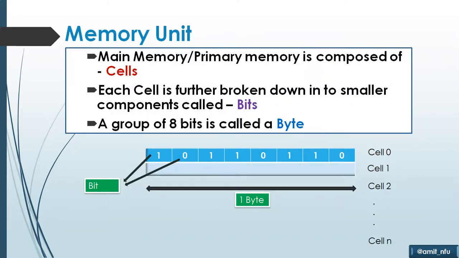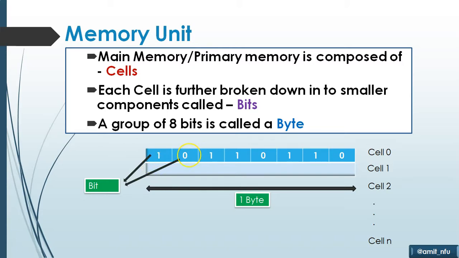If we want to understand the composition of a memory unit, it is composed of cells, and each cell is further broken down into smaller components called bits. From here we can see that this blue block is called a cell named cell 0. Similarly, we can have cell 1, cell 2 up to cell n, and each cell is further broken down into smaller units called bits. Each bit can be either 1 or 0, as we know that binary language is the language which can be understood by the computer only.